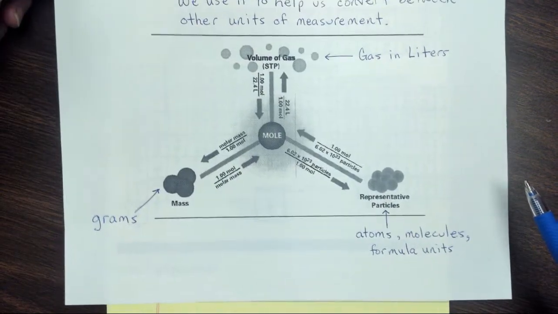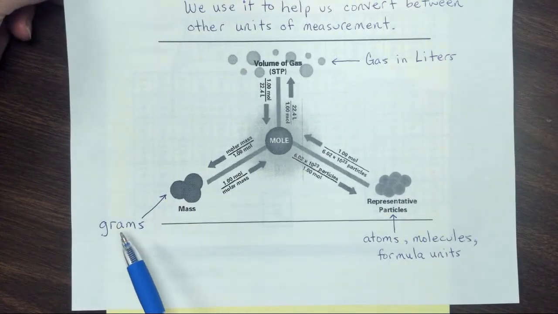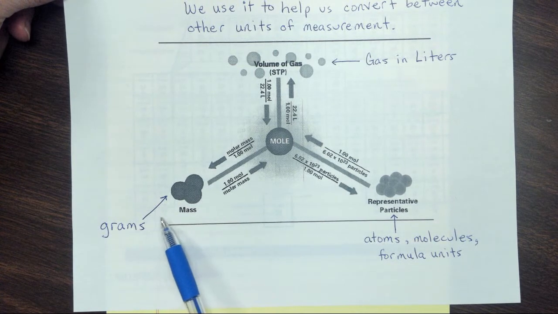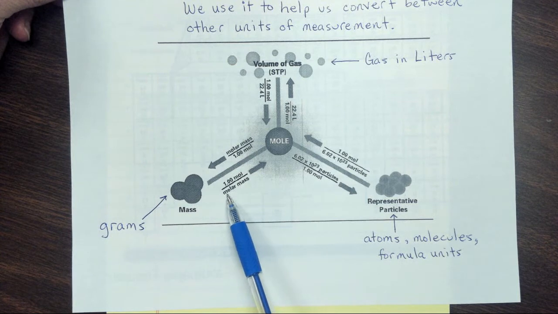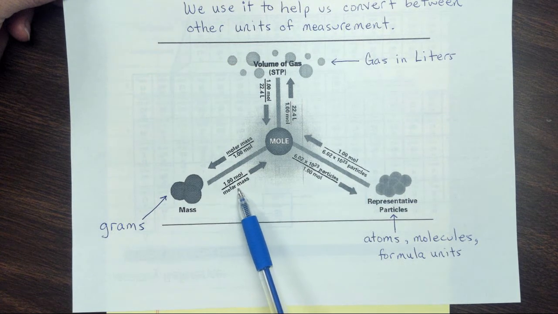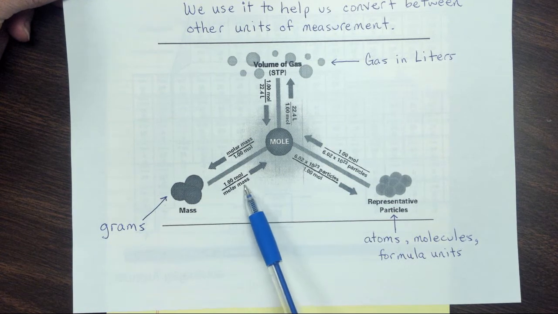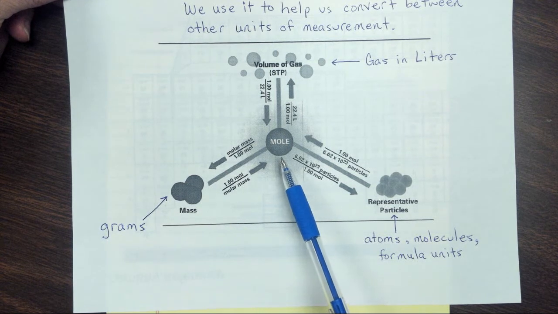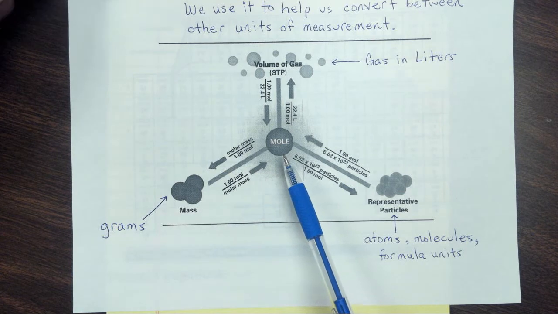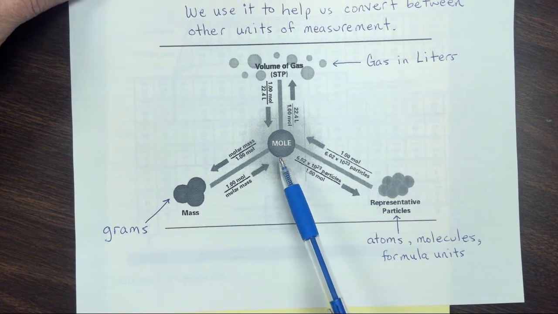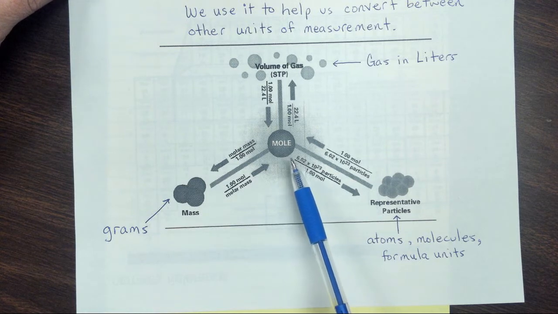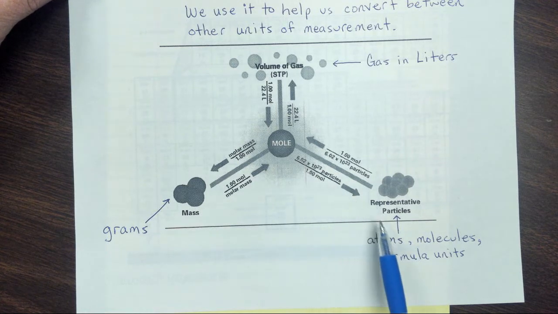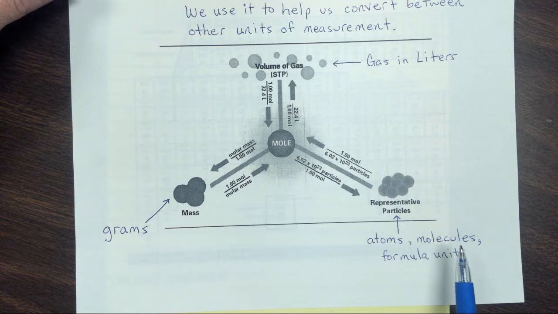What does that do for me? Well, there's my grams of water, and I can use that molar mass. See that right there in that fraction? 1 mole over the molar mass. I can use that to tell me how many moles of water are in my glass of water. We're going to go to that in just a second. Then I could go from moles to how many molecules of water there are.